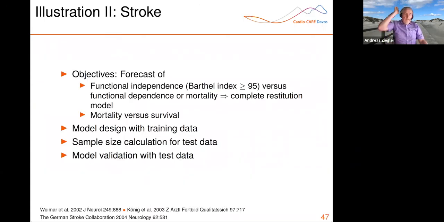For the stroke data, we created 2 models, as already announced about 40 minutes back in time. One was for functional independence, measured using the so-called Barthel index. So it was functional independence versus functional dependence or mortality. So this is our complete restitution model. And we looked at mortality versus survival.